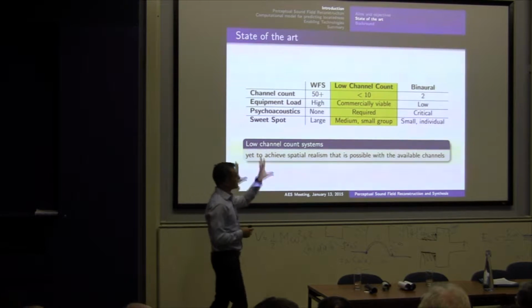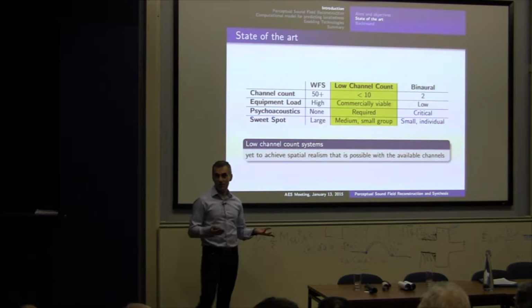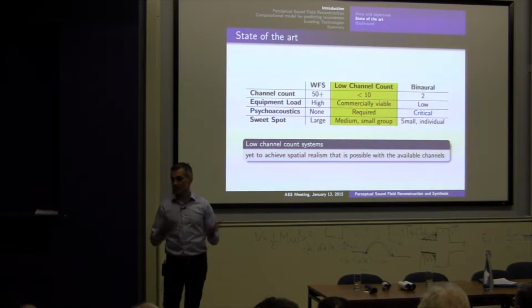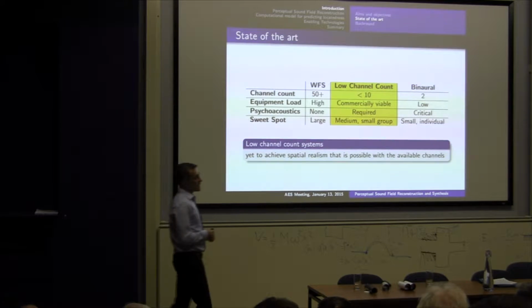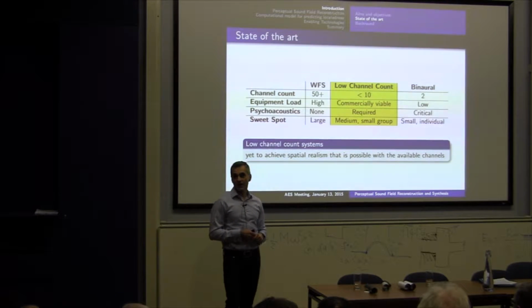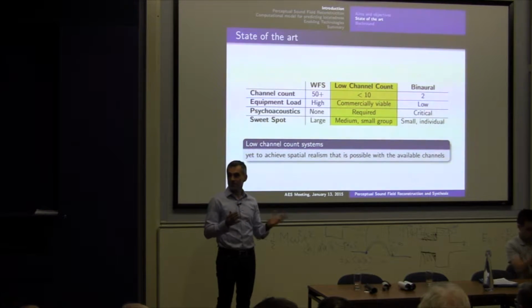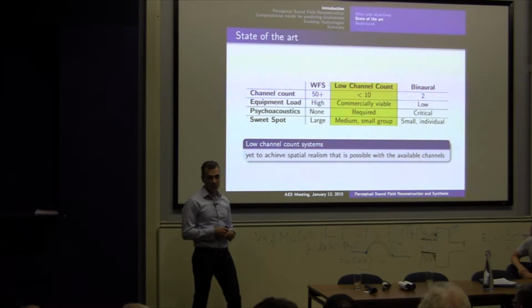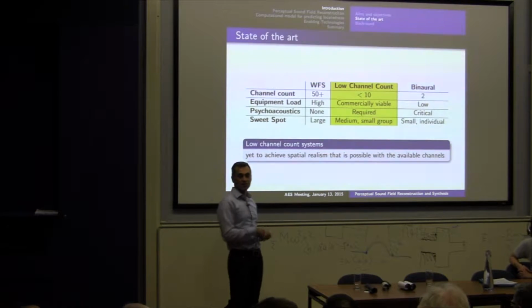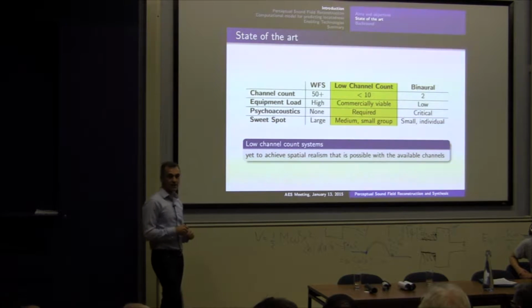In between are these low channel count systems, which are commercially viable equipment, something that we have at home, like 5 to 10 channels, which aim or should be capable of providing some sort of sweet spot for a small audience of 2-3 people, in such a way that the sweet spot is stable, so we can move a little bit around the room and still have that stereo experience.